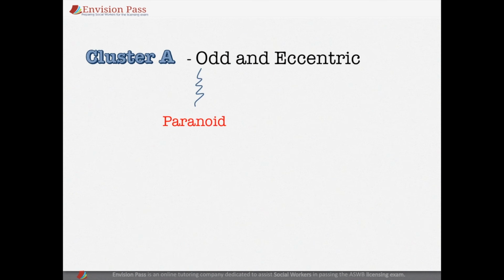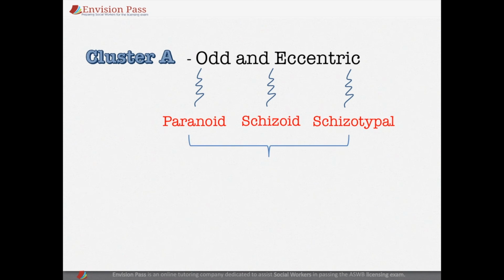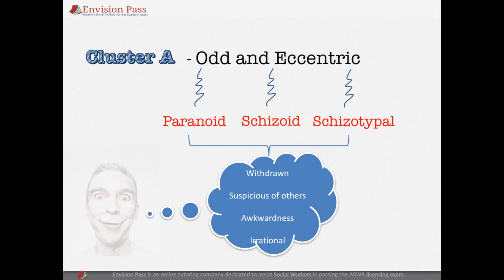Cluster A is known as the odd and eccentric or peculiar personality, and these personality disorders are paranoid, schizoid, and schizotypal. Individuals under Cluster A usually are socially withdrawn, often detached from social relationships, often suspicious of others, and also appear awkward in social settings. So, Cluster A personality disorders are characterized by their unusual ways of thinking or acting, and these unusual behaviors are very similar to that of schizophrenia. The only difference is that neither shows symptoms of explicit hallucinations or delusions.